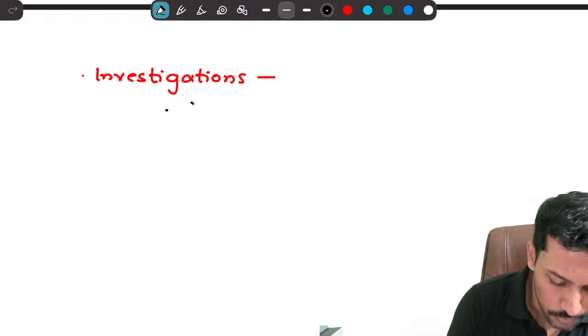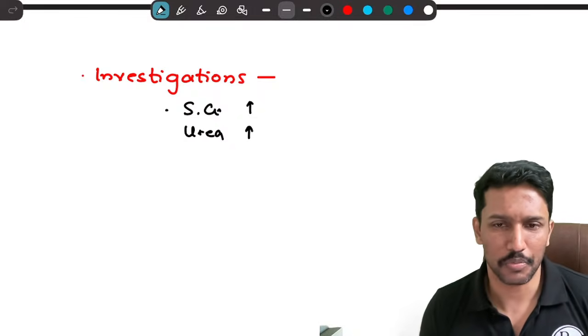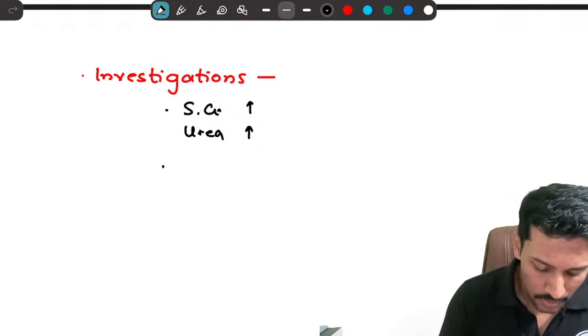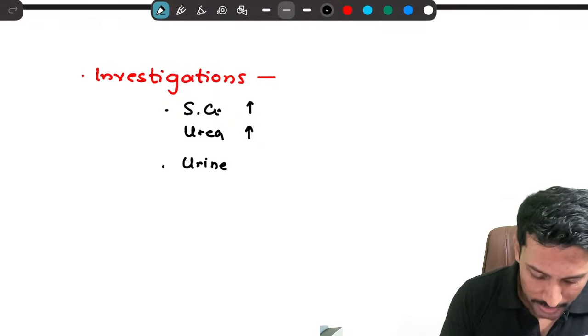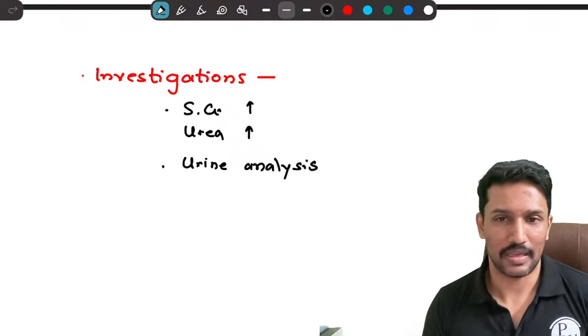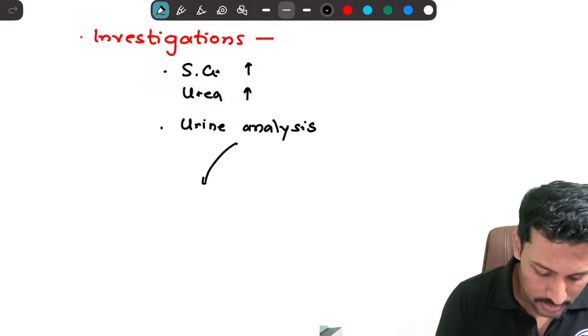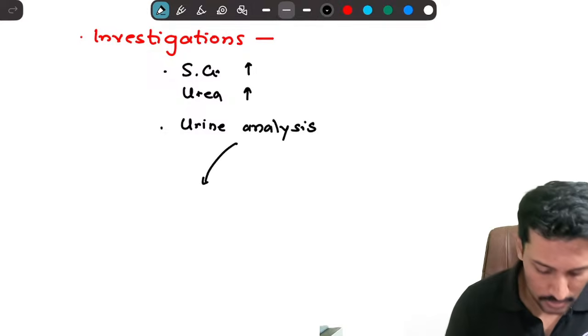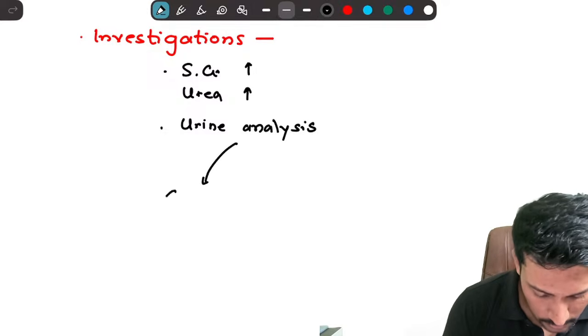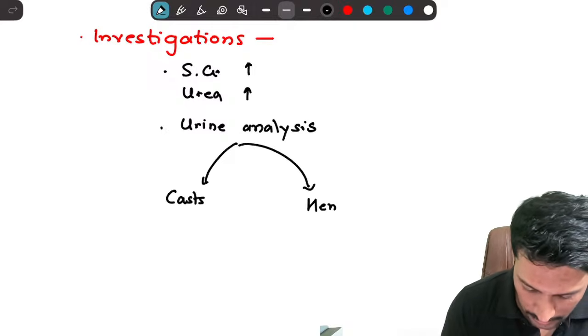And when we investigate, of course, when we do the serum creatinine and the urea, they're expected to be elevated in a patient with pre-renal, in a case of AKI per se. But beyond that, urine analysis might hold an important role in diagnosis of the cause for the AKI. What are the important things that I can get to know from the urine analysis? One is the presence of casts. Second is hematuria.